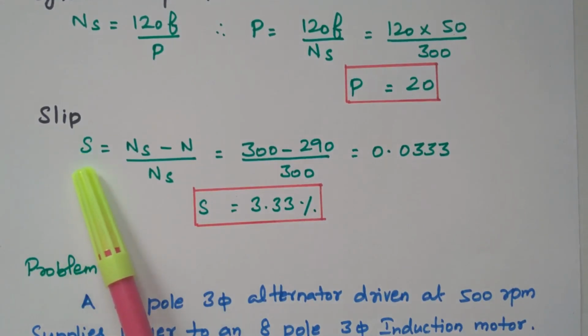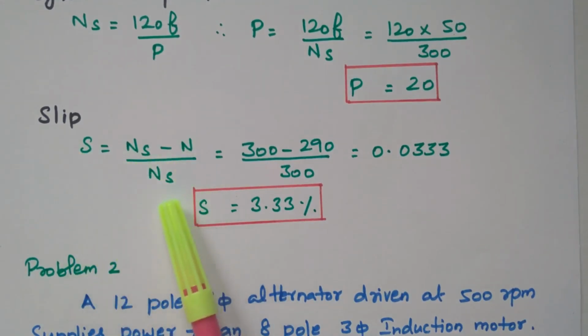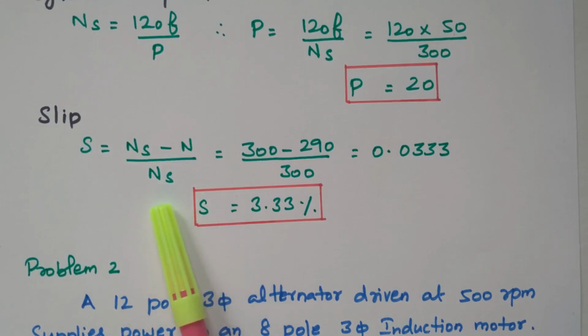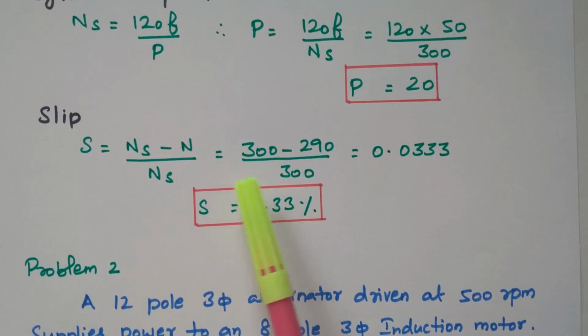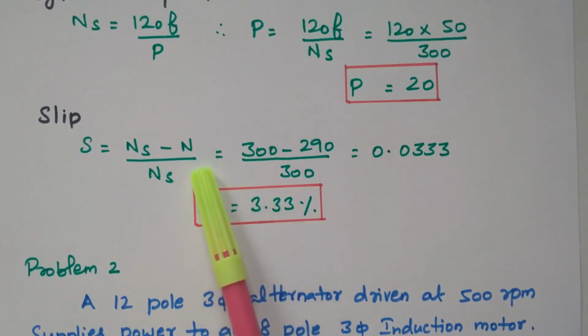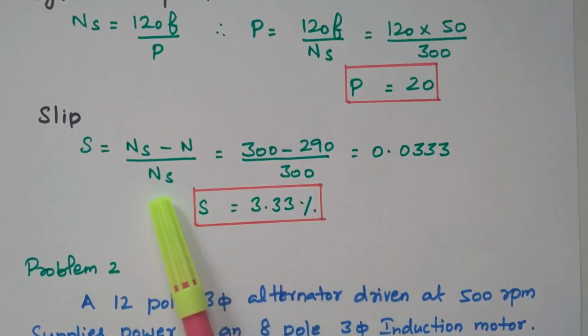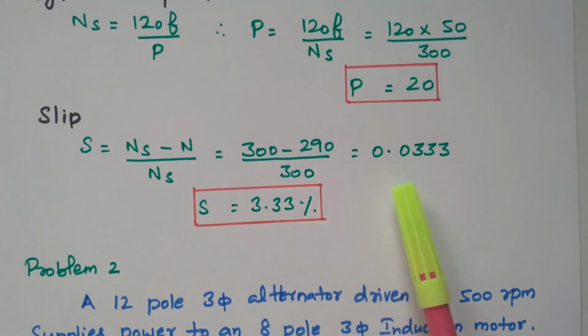The formula for slip is S equal to (Ns minus N) divided by Ns. That is the difference between the synchronous speed and the rotor speed divided by synchronous speed, right? The synchronous speed is given as 300. The speed of the rotor at full load is 290. So (300 minus 290) divided by Ns, 300. By simplifying this, we got 0.0333. In percentage, it is around 3.33 percent.